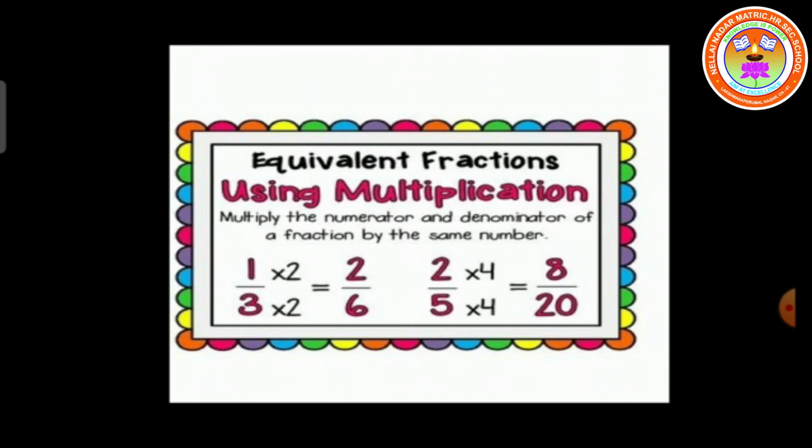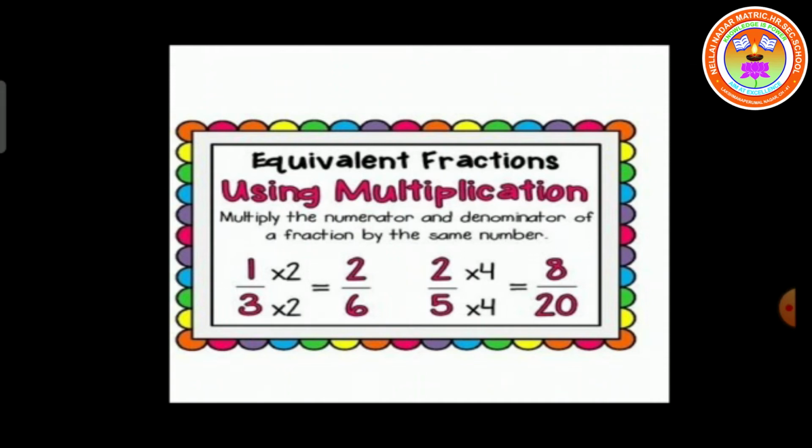So what you will get, 1 into 2 is 2, 3 into 2 is 6. Now I can say 1 by 3 is equal to 2 by 6, because if I cancel out 2 by 6, I will get this 1 by 3. So I can say it is an equivalent fraction. See, when a fraction is given, now you know how to make it an equivalent fraction. How can you make it an equivalent fraction? You have to multiply both numerator and denominator with the same number.